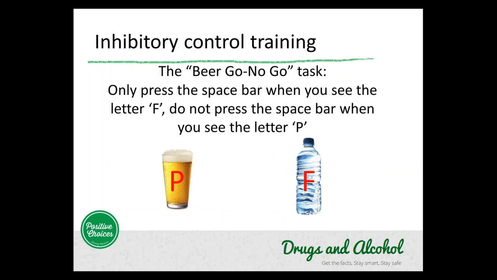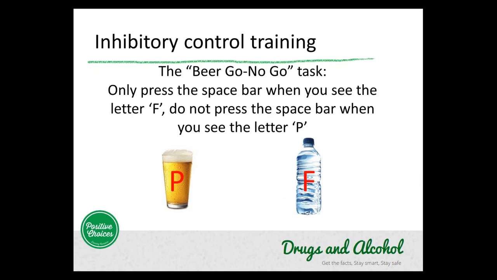So the first treatment strategy I wanted to talk about was inhibitory control training. This has been used for various different maladaptive behaviours, but when used in the context of alcohol, it often involves intensive training on what is called the beer go, no-go task. So I'm going to pretend that you're a participant, and the participants are instructed to only press the spacebar when they see the letter F, and they're told not to press the spacebar when they see the letter P.